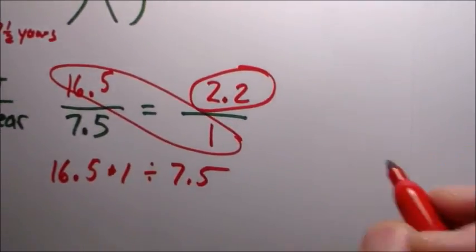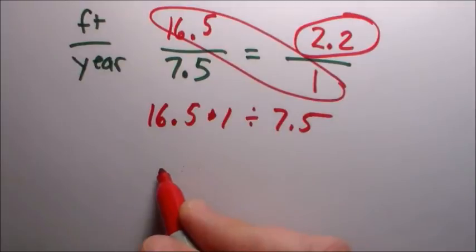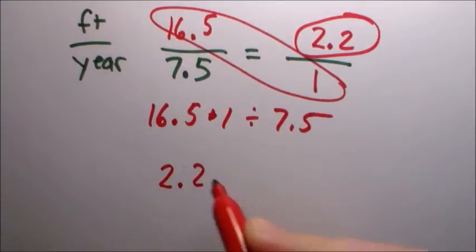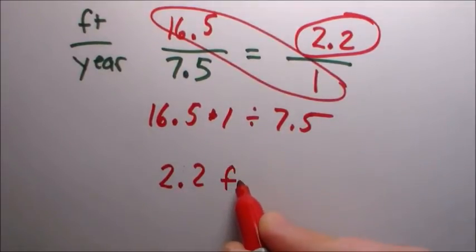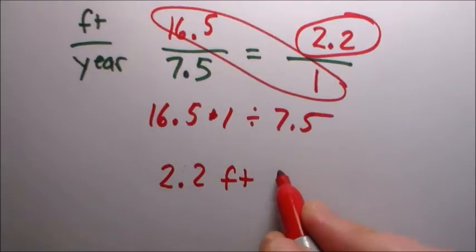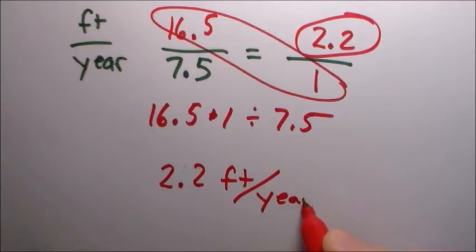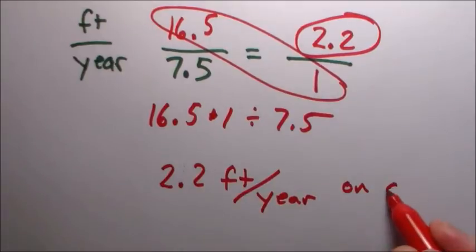2.2, and we want to be very clear about it so we get full credit. We get 2.2 feet per year on average.